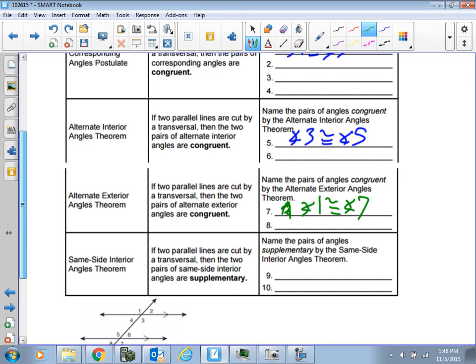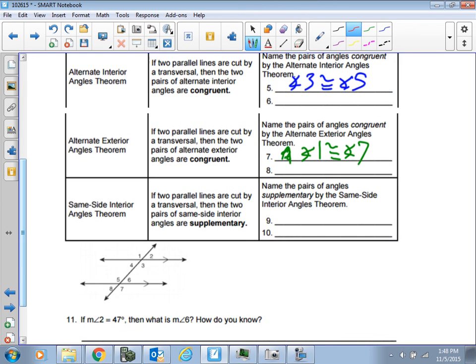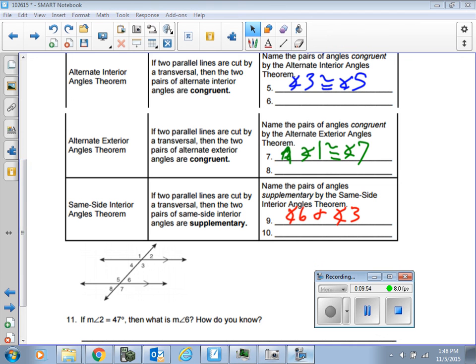And same side interior. The same side interior would be on the same side on the inside. 6 and 3. Same side inside. Alright, hopefully that helped you out with the work, and hopefully you finish the rest.